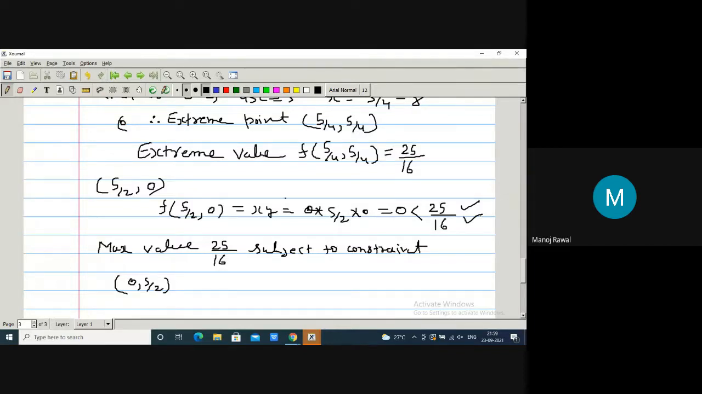And listen, this is our cross check. We are doing our own cross check. I don't think your book is doing this cross check. But there is no harm. Even in the final paper you will write: let 0, 5 upon 2 or 5 upon 2, 0 or any other value, then 5 upon 4, 5 upon 4, which is satisfying the constraint. There you have the cross check.